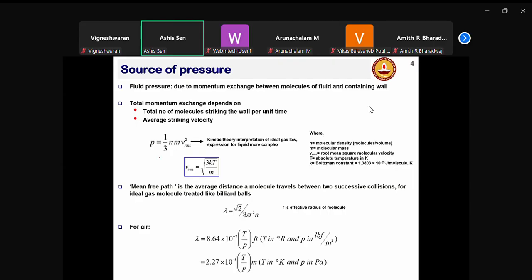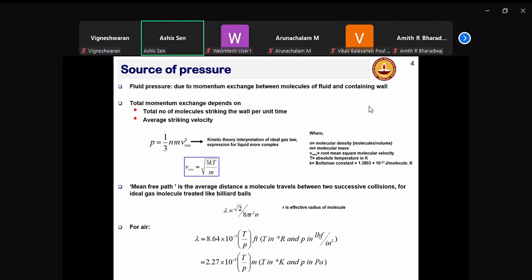From kinetic theory of gases, you can represent pressure as 1/3 of the number density of molecules, that means number of molecules per unit volume, times the molecular mass of the fluid molecule, into the square of the RMS velocity. Okay, this is how you can express pressure technically. And this RMS velocity can be obtained from thermal energy, which is Boltzmann constant times temperature. And this is typically expressed as the square root of 3 times Boltzmann constant times temperature divided by m.